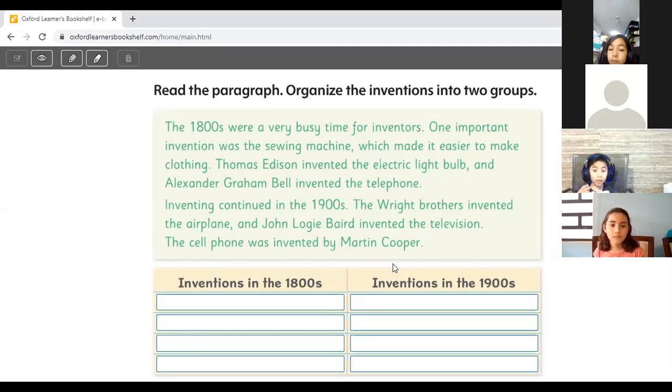Martin Cooper. Okay. Miss. Children, I told you to turn off your microphones, please. Es que Miss, yo apenas llego. Ah.